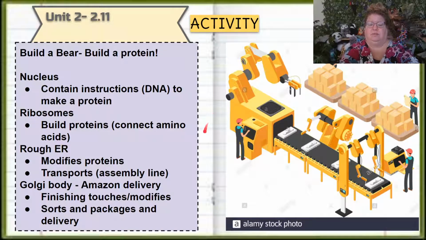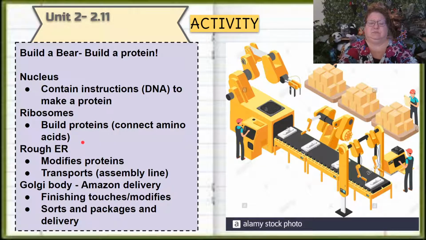And so remember, the idea is that we have a little assembly line. So let's go through this assembly line. The nucleus is going to contain instructions to make a protein. The ribosomes are going to build the protein. They're going to attach amino acids together and they're going to make the proteins. Thousands of different proteins. And remember, you've got upwards of 50,000 ribosomes in a cell, if not more. A bacteria cell can have 15,000. So our cells easily have way more.